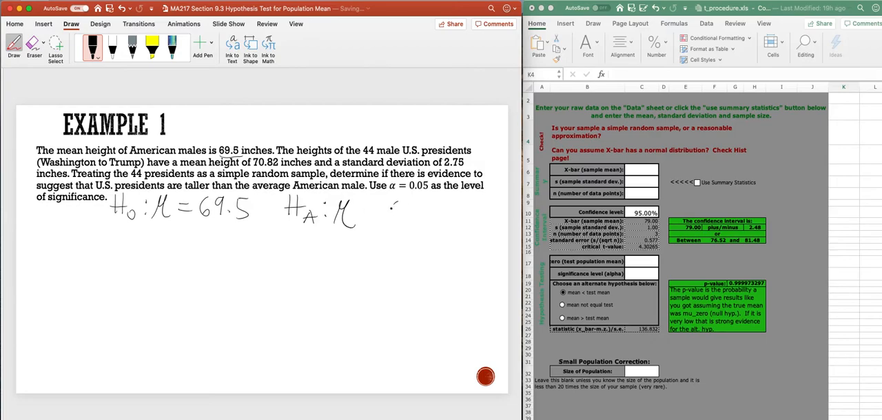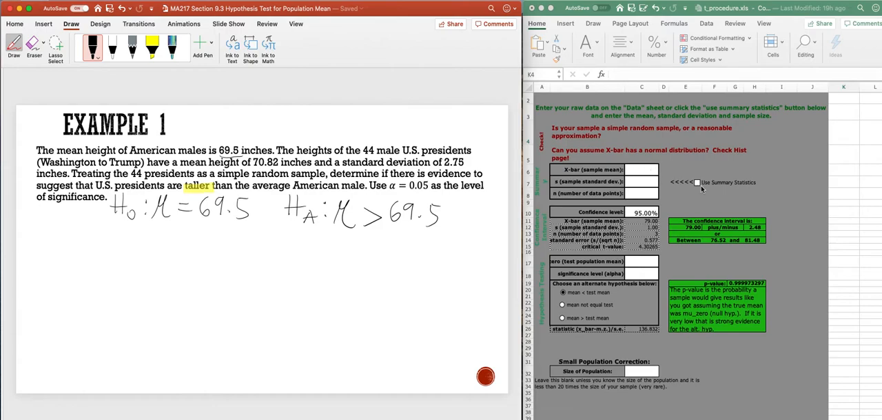regarding this mean and 69.5 inches is that we want to determine if there is evidence to suggest that U.S. presidents are taller than the average American male, so this would be greater than. And based upon this, we could then put these numbers into the template that I have over here.